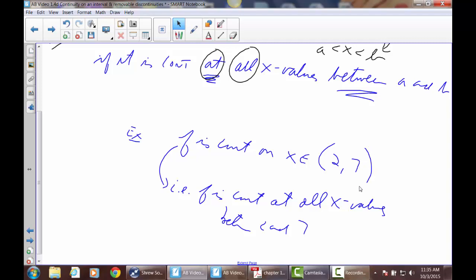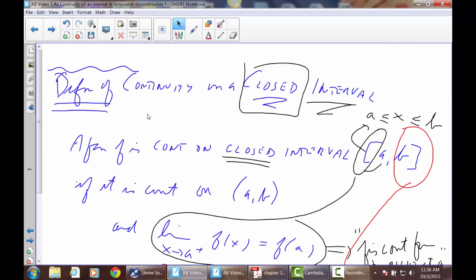Because of the round parentheses. Is it continuous at 9? No, because 9 is not between 2 and 7. Okay, now we're going to talk about continuity on a closed interval with square brackets at both ends.